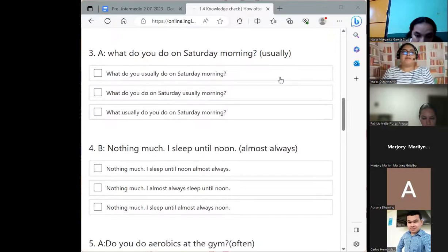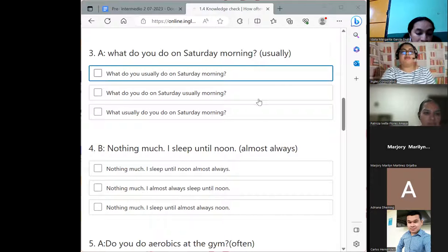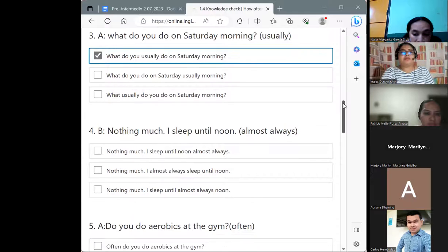Okay, number three, what do you do on Saturday morning? And we have the word usually. And we have three different options. What do you usually do on Saturday morning? What do you do on Saturday usually morning? What usually do you do on Saturday morning? Option one, two, or three? Option one. Okay, very good.